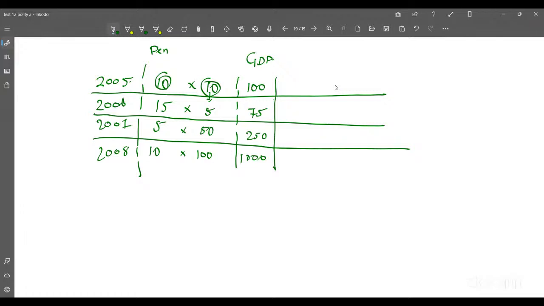Just by looking at the value of GDP, tell me in which year the country has performed well. Sir, 1000 rupees, 2008. Yes, that is what it appears to us, but that is not the reality, because in 2008 they produced only 10. In which year did they produce the most? 2006. So just because of inflation, the growth can be shown without actually increasing the production. Production did not increase, but because inflation increased, it looks as if production increased.